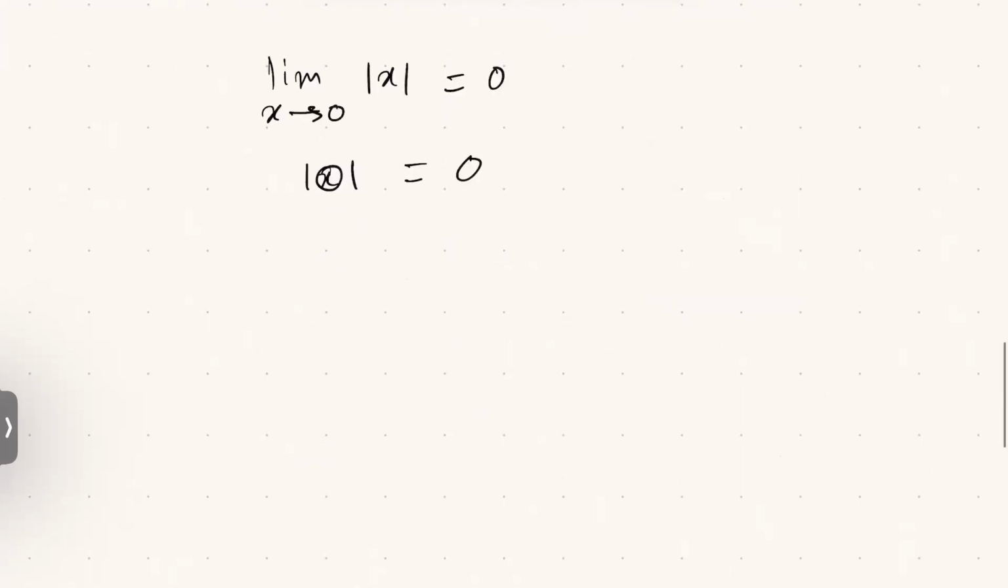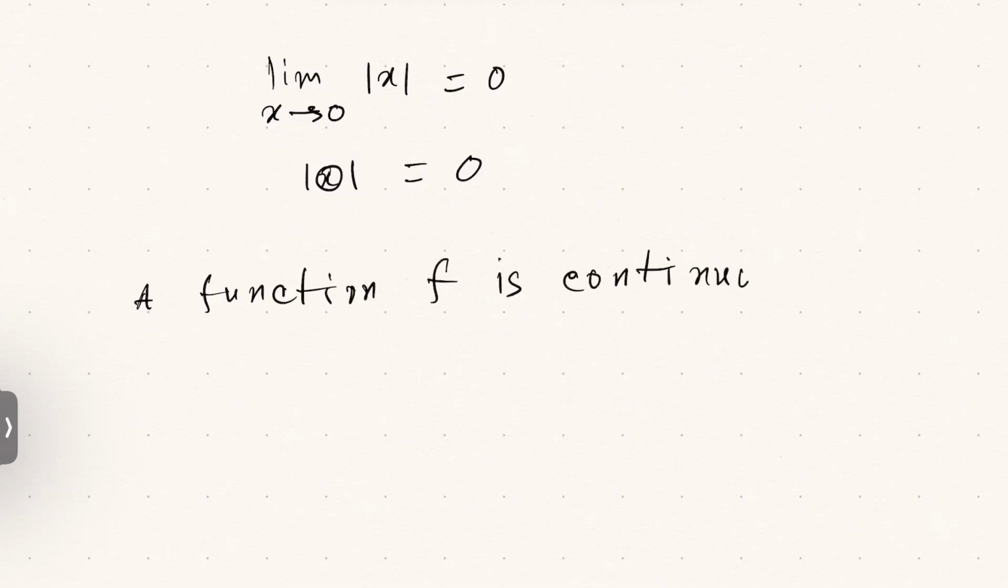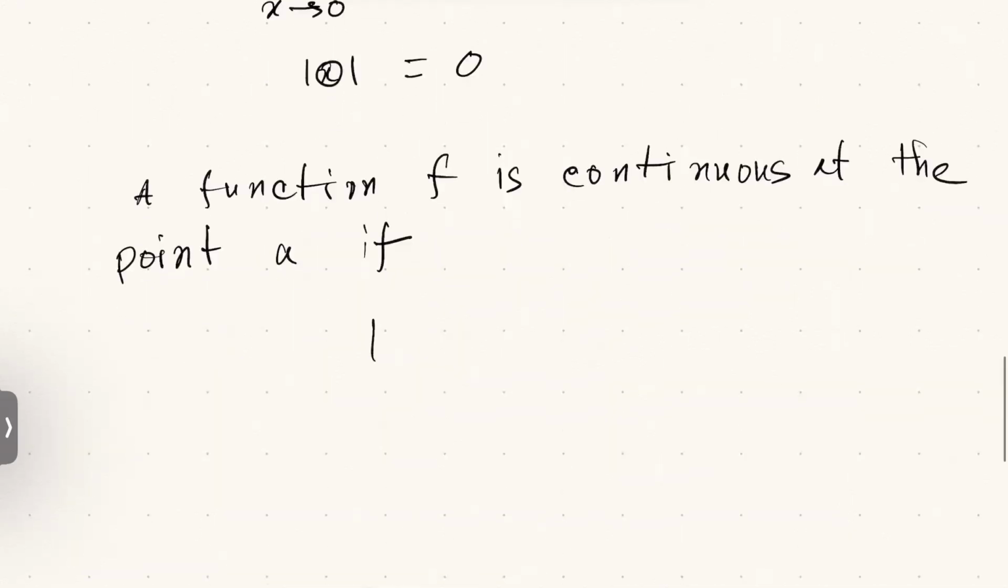So the definition of a continuous function that we always use is: a function f is continuous at the point a if the limit as x goes to a of f of x equals f of a. So this is the definition of a continuous function, right?